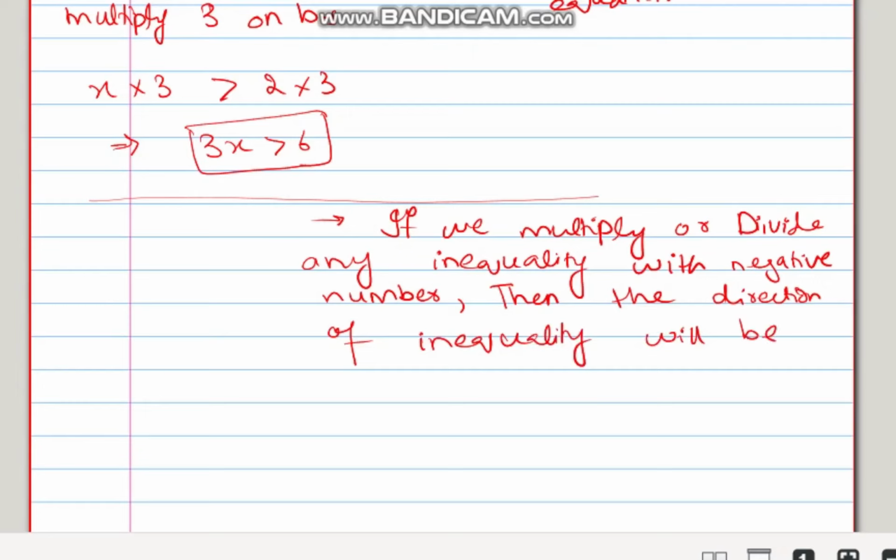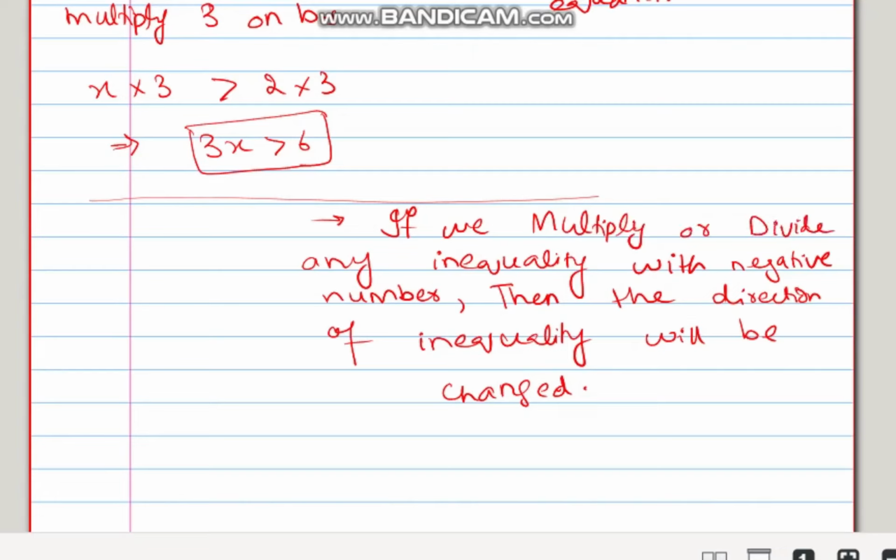Will be reversed or changed. Okay, will be changed. So please let me make this a little bit clearer to you, because these are rough. Okay, let me write here: multiply or divide.